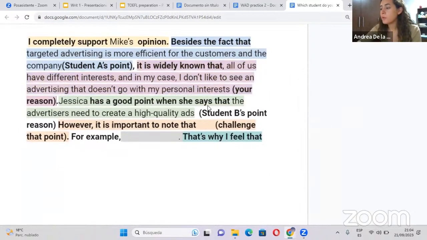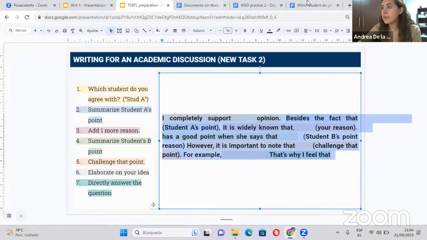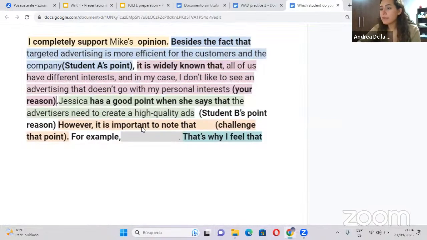Ahora, Jessica has a good point when she says that the advertisers need to create high quality ads. Muy bien, exacto, ¿no? Eso es lo que dijo Jessica, que deberían crear anuncios que le lleguen a todas las personas. However, it's important to note that, ok, muy bien, solamente te quedaste acá, te faltaba un poco. Podrías decir, por ejemplo, it's important to know that it's really difficult to create an ad that appeals to everybody's interests, for example, no? Or maybe it's too expensive to create this type of ads. I don't know, but I think you were going in the right track. Estabas bien.